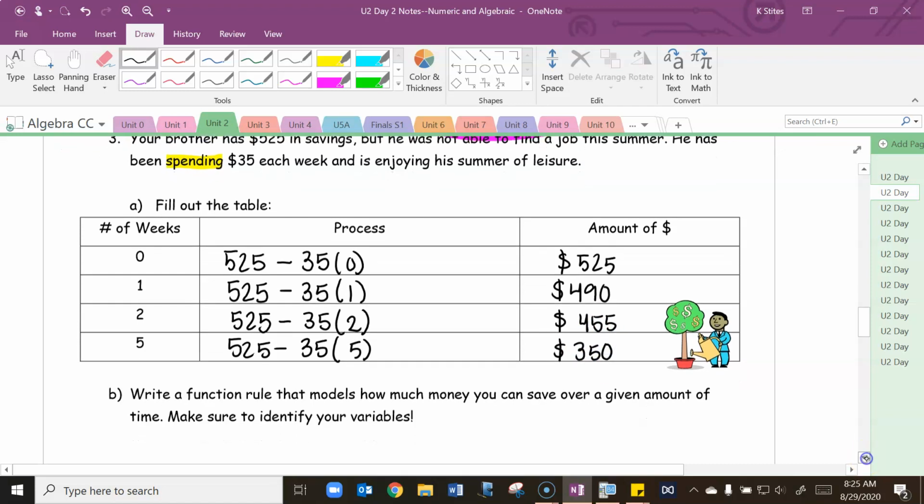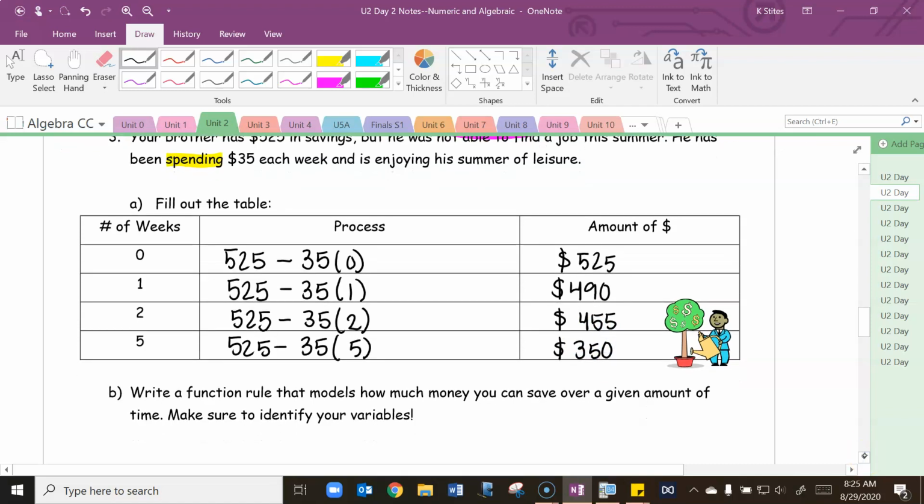All right, so make a function rule, that means our equation, that models how much money you can save over a given amount of time. Make sure to identify your variables. So what does this mean? Okay, it means we need to say what our letters are. I like to put them in my table. So for number of weeks, how about we use W? Okay, I'm just going to put a W under weeks. And for amount of money, I'm going to put an M for money.